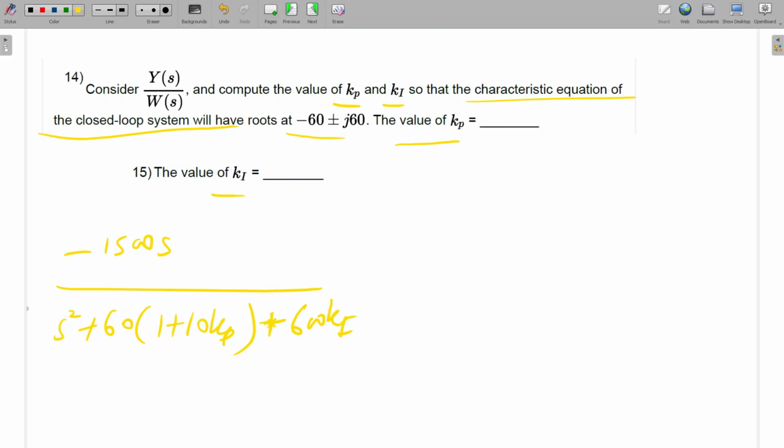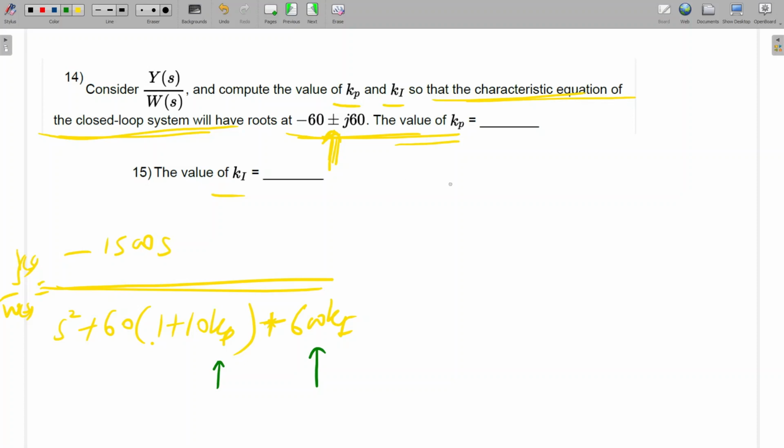So how we can solve this one? This is Ys by Ws. So the characteristic equation of the closed loop system will have pole at this one. How we can solve it? Can you tell the method how we can proceed? This is the pole. If the pole is there, how we can find the value of Kp and Ki? What step should you follow? We have to find the second order.